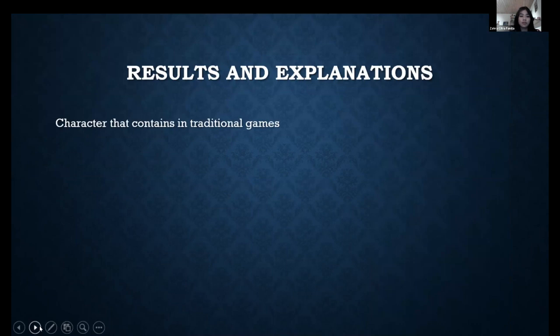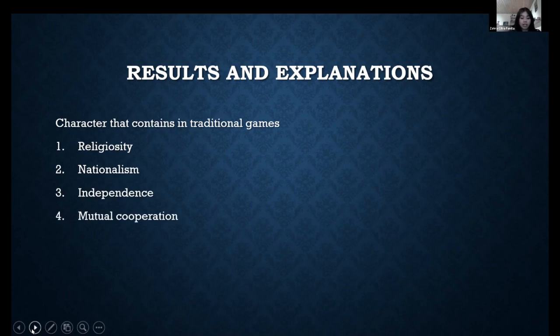About result and explanation. The main characters contained in traditional games, which are religiosity. Because every time before starting the game, we used to pray in our religion, so it starts with religiosity. And then nationalism. All the games grown and made in Indonesia remain about nationalism because it's one form of being proud to be Indonesian. And then independence and mutual cooperation.